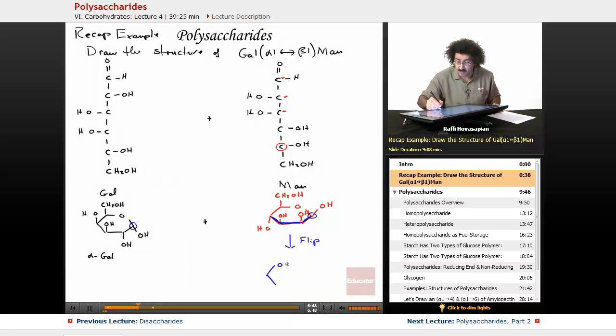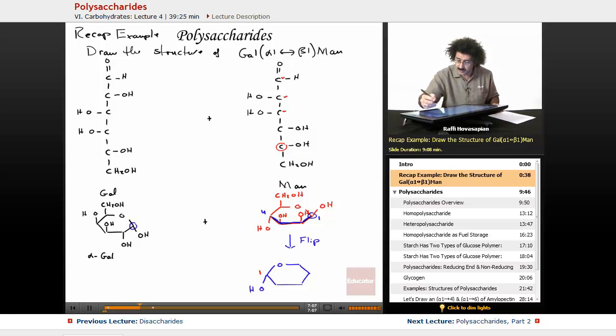Now the oxygen is on the back left. Okay, and now let's see what it is that I've done. This OH, now this is the number 1 carbon over here. 1, 2, 3, 4. Now the number 1 carbon is over here. And this is the number 4 carbon. Okay?